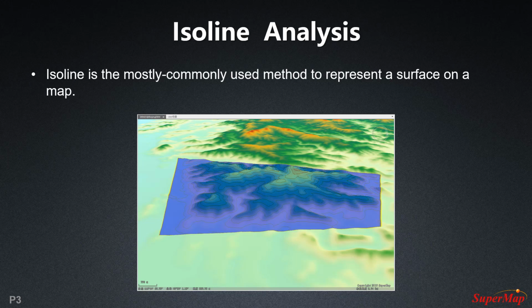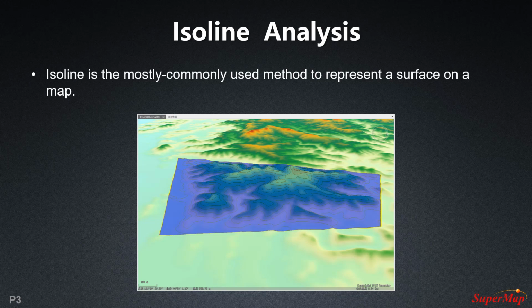Now, an isoline is the most commonly used method to represent a surface on a map. It is a smooth curve formed by connecting adjacent points with the same values. Commonly used isolines include contours, depth contours, isotherms, isobars, and isoheight lines. An isoline analysis shows the distribution of isolines which reflect the change in the values on a surface.